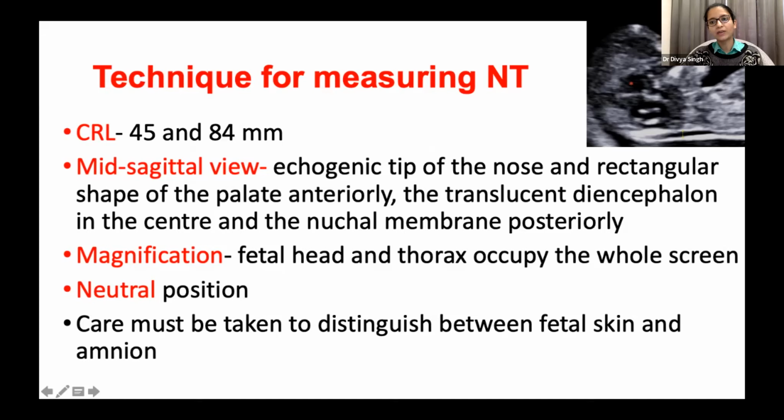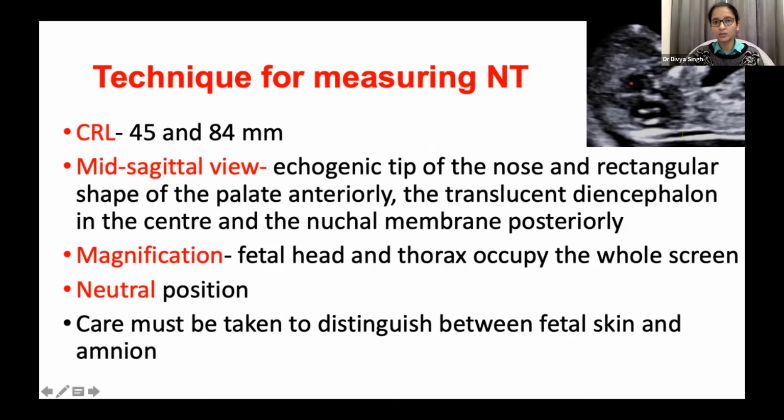Anteriorly, you would see the echogenic tip of the nose, as seen here. You would see the rectangular palate, as you see in this image. In the center, you would appreciate this hypoechoic thalamus or the diencephalon. And of course, you would see the nuchal membrane, which you are to measure posteriorly. Again, magnification is the key because this is a very small structure. So as to place the calipers correctly, you would use zoom. And which zoom is better? Right zoom. So you would use right zoom and place the zoom box in such a manner that the fetal head and thorax occupy that zoom box. And so when you magnify, they would be occupying your whole screen.